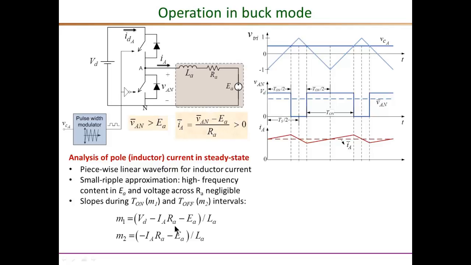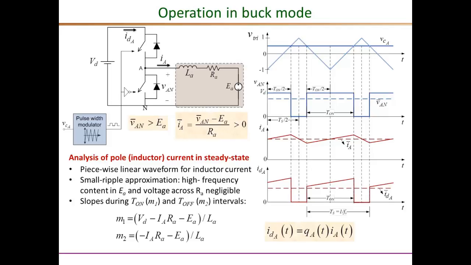With that, we can write the slope of the inductor current, which is VL over L, inductor voltage divided by L, and VL during the on interval is this expression. It is VAN, which is VD during that on interval, minus the resistive drop and this E sub A, both of which are assumed as constant DCs. And then the slope of the inductor current during this off interval is again VAN minus, so VAN is 0 because the bottom switch is on, minus the same two quantities, IA RA and minus EA. That divided by the L gives the slope during the off interval, and that is a negative slope, so the current is falling linearly.